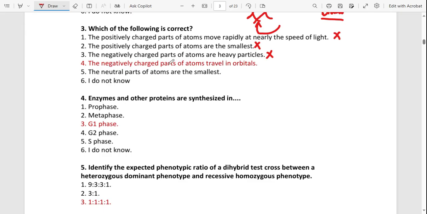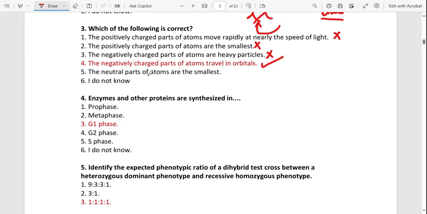The negatively charged part of the atom travels in orbitals. This is true, isn't it? Electrons are found in orbitals, and actually we ask what an orbital is. An orbital is a space around the nucleus of an atom where the probability of finding an electron is maximum.